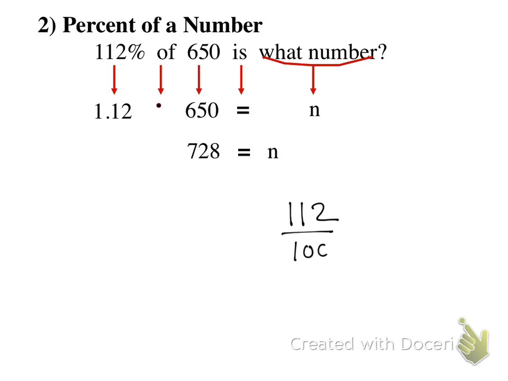You could have set it up like this. 112 out of 100 equals, the is the what number? The of is 650. Is x over 650. Okay, we could have set it up like that.